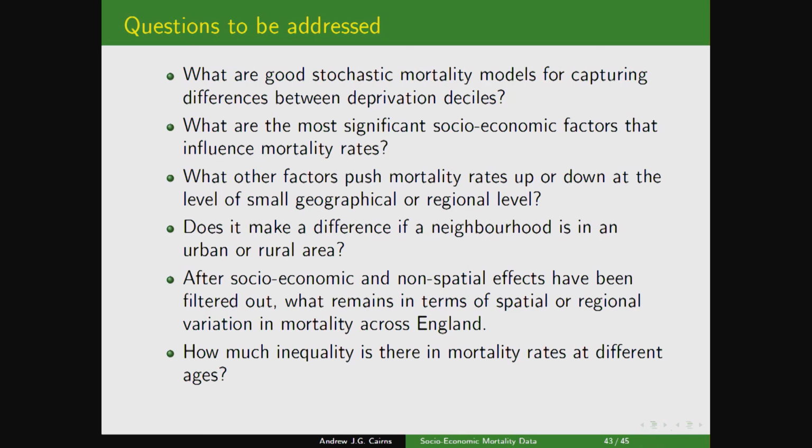So just a few questions that we're thinking about. This is the first session. What are good stochastic mortality models for capturing differences? What are the most significant socioeconomic factors? What factors push mortality rates up and down at the geographical levels? Does it make a difference in terms of urban, rural? Once we've modeled out the socioeconomic effects, what's left in terms of regional mortality? How much inequality is there in mortality rates at different ages? So we'll find out about that.